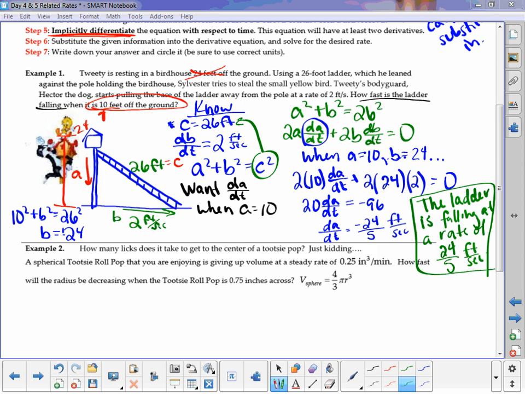Questions with that? Would you want to indicate that it's when the ladder is 10 feet off the ground? That is a good question. That is good to do. Now, since they specify that in the question, you're good to not restate it. But you're correct. The ladder's falling at this rate specifically when the ladder is 10 feet off the ground. But again, since they specify it there, you should be fine. But I like that. I'm going to write it in.